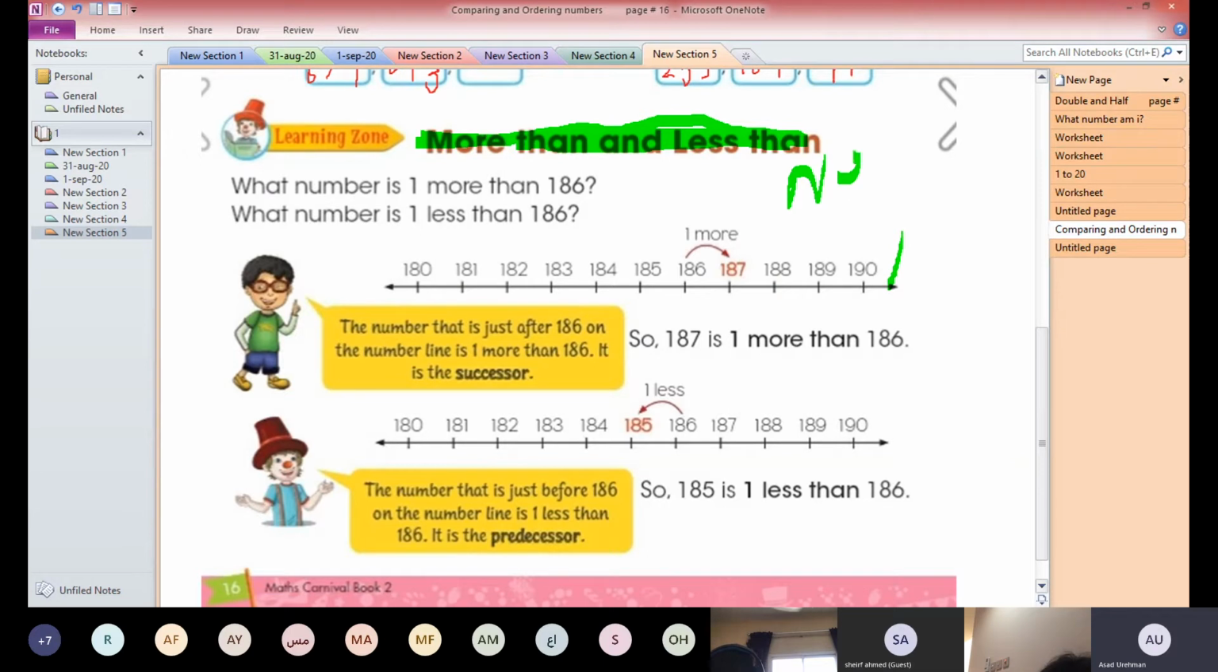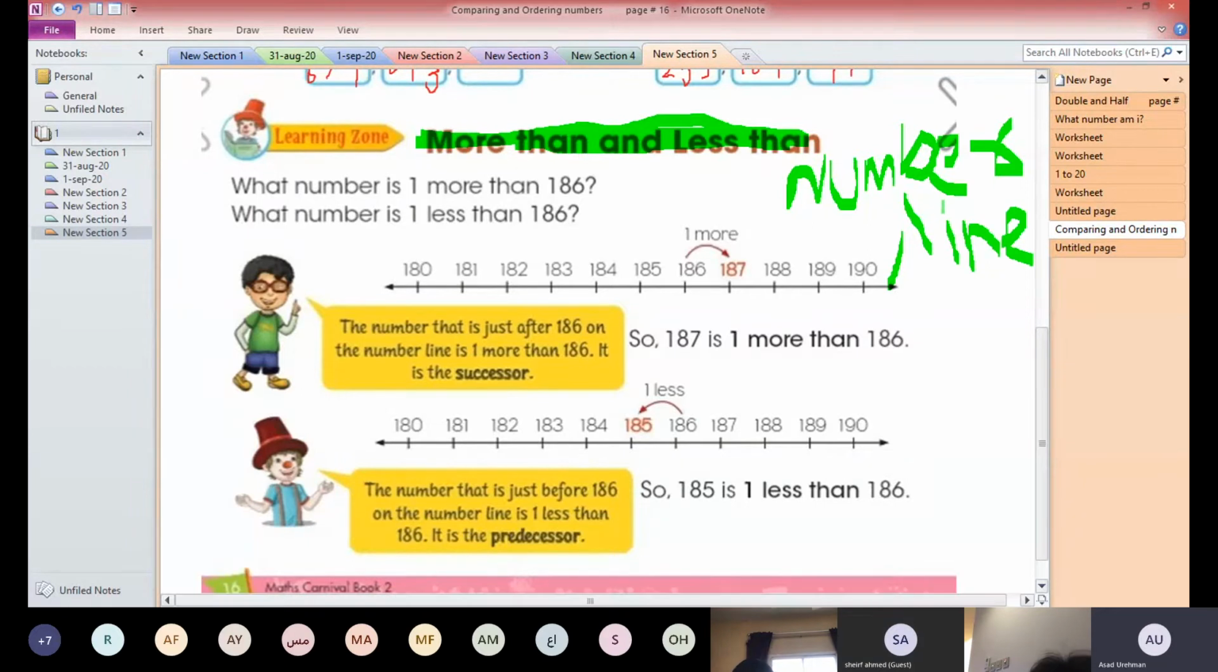N U M B E R, number line. Numbers line. Okay. Now mute all of you. Please mute yourself. All of you mute yourself. Yes, very good. Okay. This is the number line.